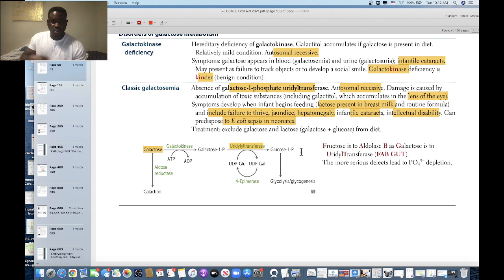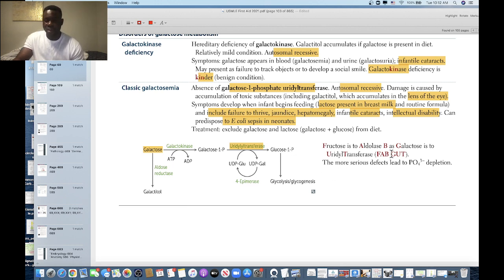So if we want to look at the pathway again, galactose is converted into galactose 1-phosphate by galactokinase. Deficiency will lead to accumulation of galactitol. Uridyl transferase, that's galactose 1-phosphate uridyl transferase. What does that mean? It means that this enzyme is transferring uridyl to galactose 1-phosphate, just as we see here.